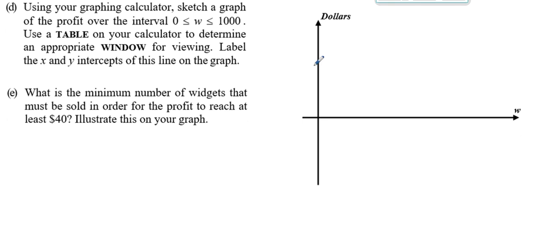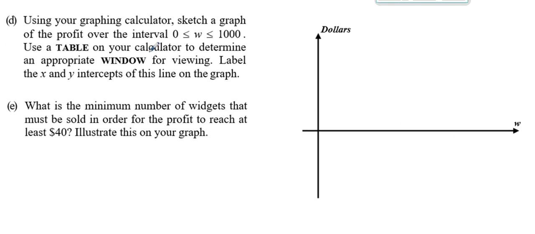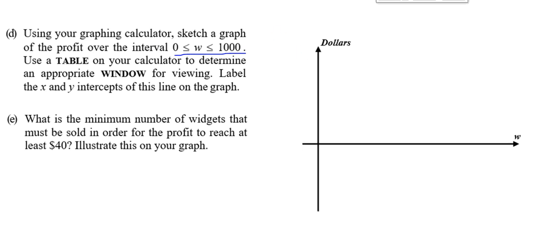So D says, using your graphing calculator, sketch a graph of the profit over the interval 0 is less than or equal to W is less than or equal to 1,000. So selling 0 to 1,000 widgets. Use a table on the calculator to determine an appropriate window for viewing. Label X and Y intercepts of this graph. So the very first thing we are going to do is just graph that last equation, which was P of W equals 0.08W minus 20.64.